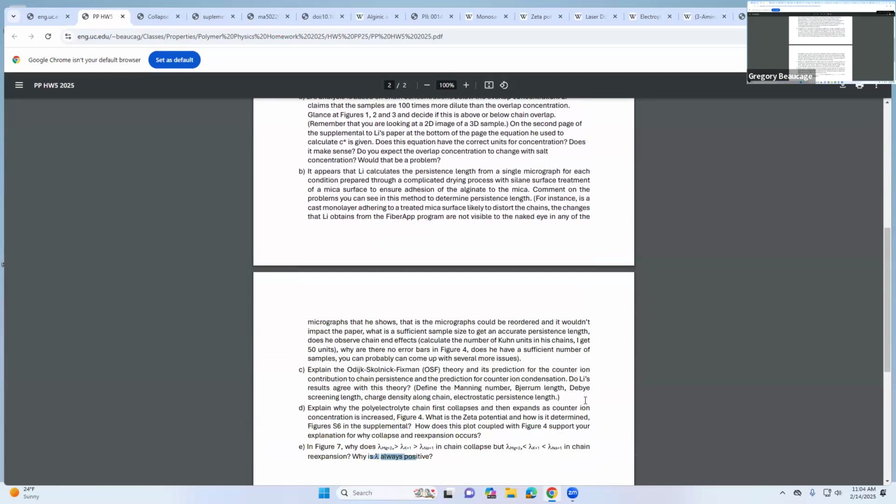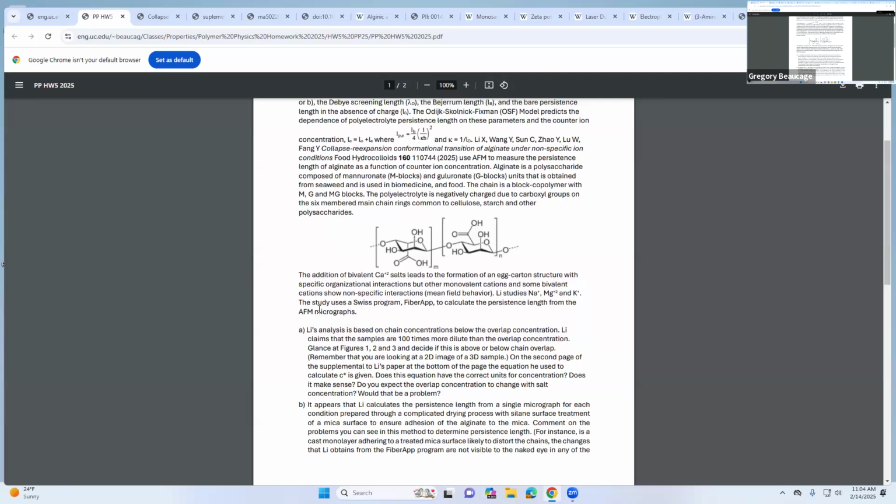It's always positive because you always have a lower persistence length than the one with no salt in it. So it always decreases, and there's a difference between the no salt and the salt. That's always positive. But it has to be positive. The salt always lowers it. And that means that lambda always has to be positive. Gotcha. Yeah.